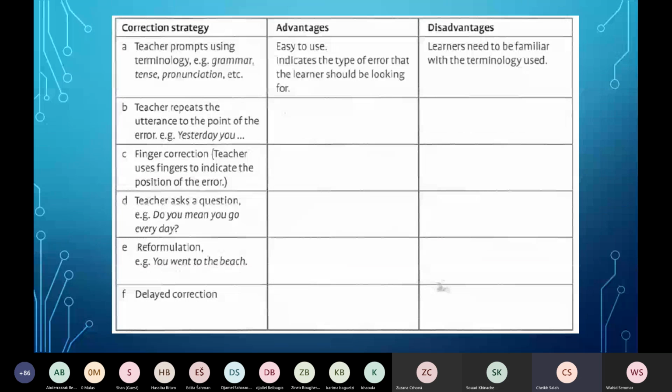As a teacher asks a question, do you mean you go every day, for instance? What are the advantages of this one and the disadvantages of it as well? Can you share? Yes, what? Well, I think here the teacher gains time as he focuses on the error itself to drive the pupil's attention to correct it as rapidly as possible. Thank you.